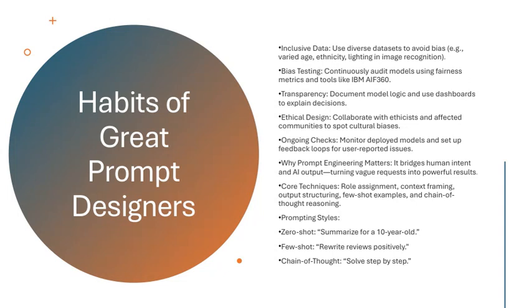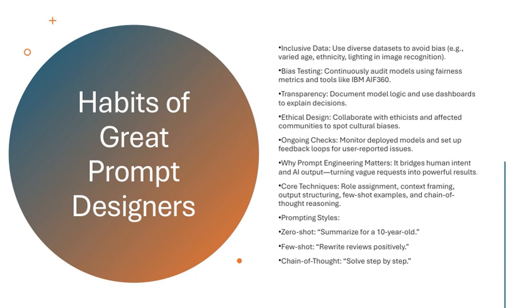Now let's talk about the habits of great prompt designers. First, inclusive data is essential. This means using diverse datasets to avoid bias, such as including varied ages, ethnicities, and lighting conditions in image recognition tasks. By doing this, we ensure our models perform fairly across different groups. Next, bias testing is crucial. We need to continuously audit our models with fairness metrics and utilize tools like IBM AIF 360 to spot and mitigate biases early on.